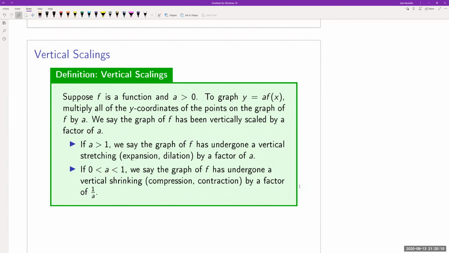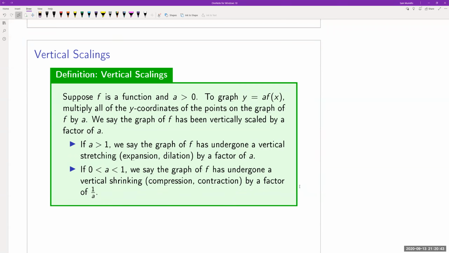When I multiply the entire function by a number larger than 1, then I stretch it out. We could call that an expansion or a stretch or a dilation by a factor of a. If the number is between 0 and 1, then I might say that is a compression or contraction or a shrink by a factor of 1 over a. So for example, if I multiplied by 1/2, I would say that that is a shrink by a factor of 2.